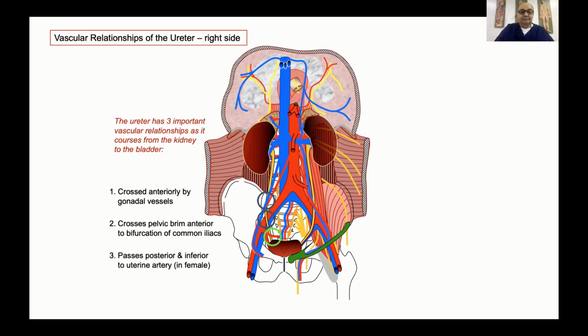The ureter passes posterior and inferior to the uterine artery only in case of females. So these are three important locations where the ureter is in direct contact with these blood vessels. So one has to be careful.